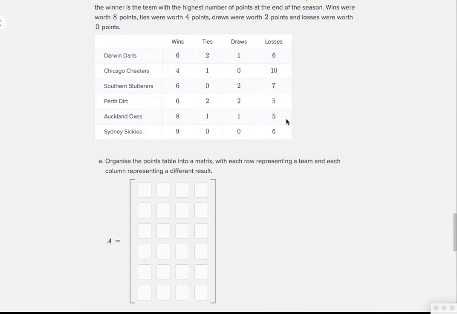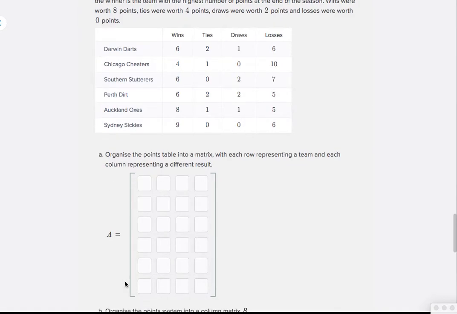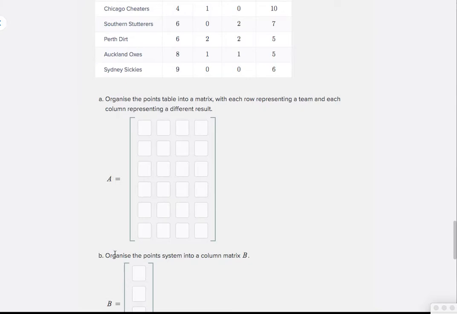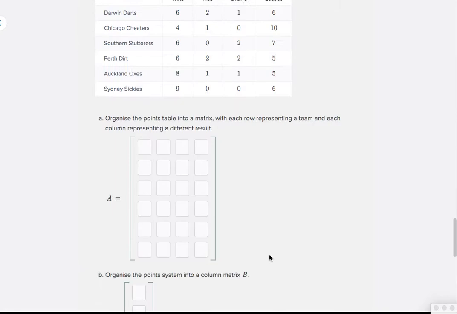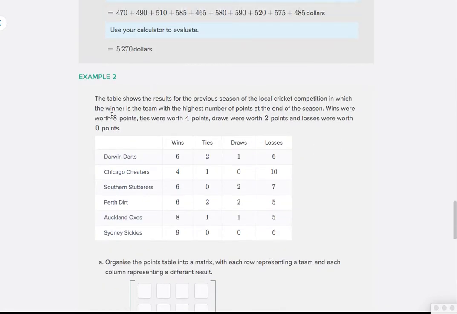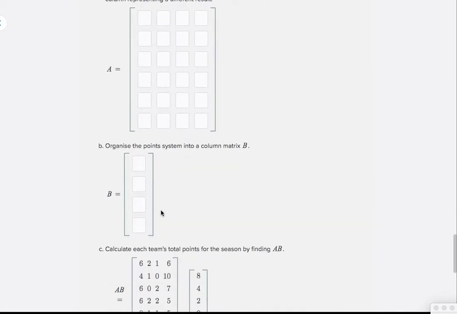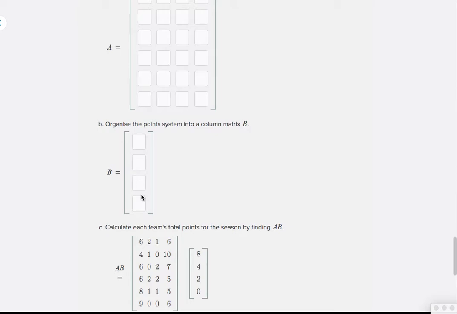So we could just drop this straight into a matrix here, representing the wins, ties, draws and losses for each of the 6 teams. We'll call that matrix A. Organise the point system into a column matrix B. So our points, remember, were 8, 4, 2 and 0. So we put them in here, 8, 4, 2 and 0.